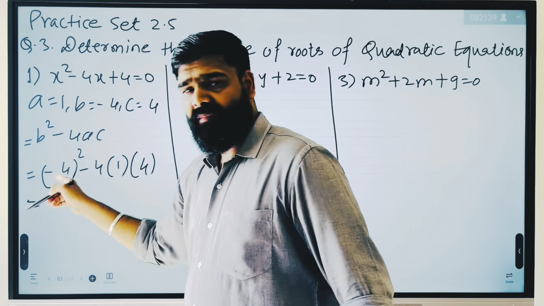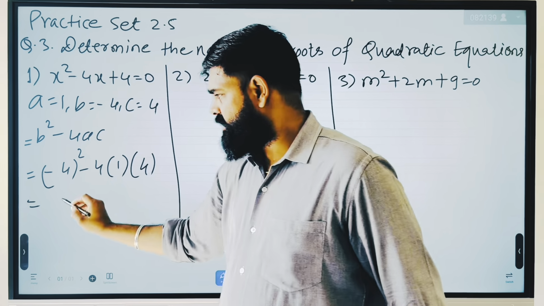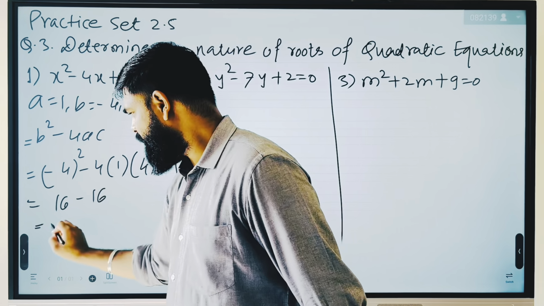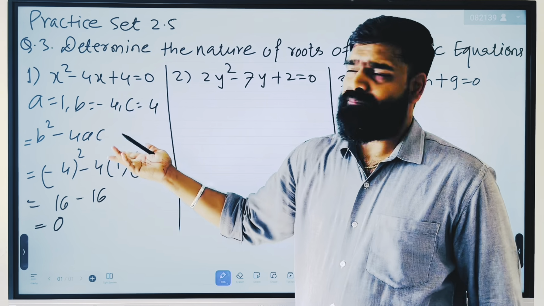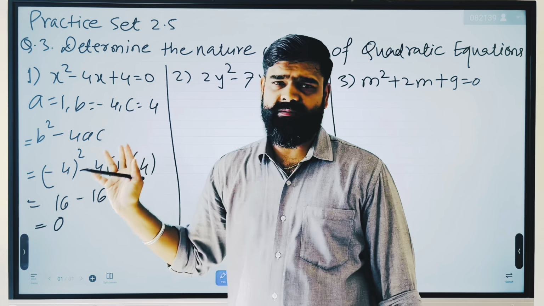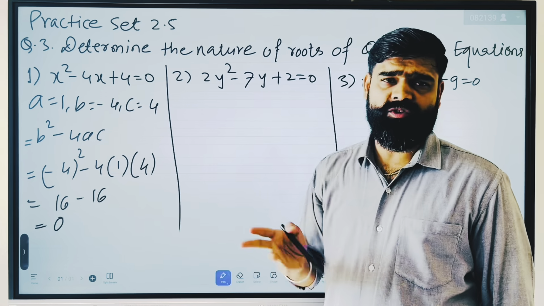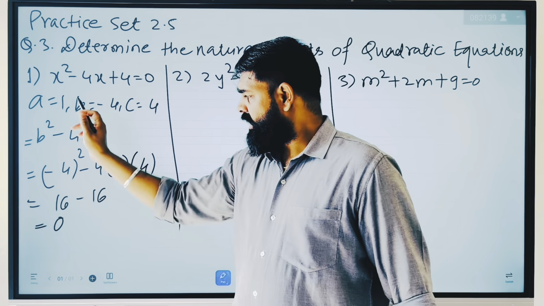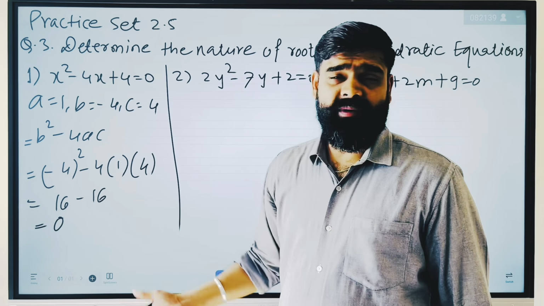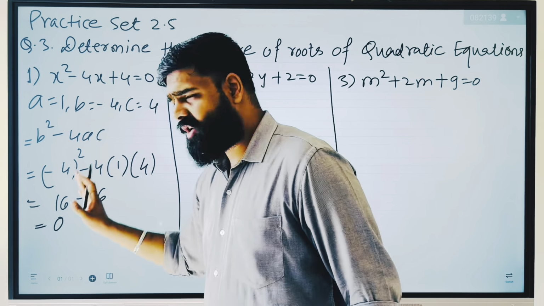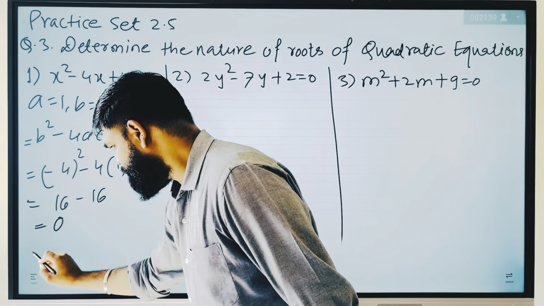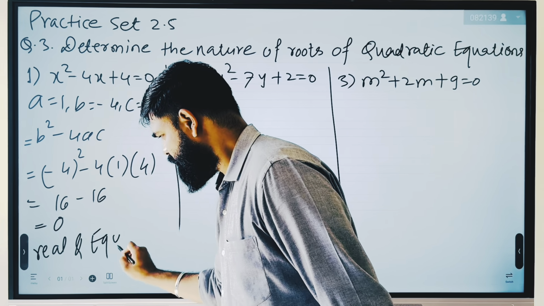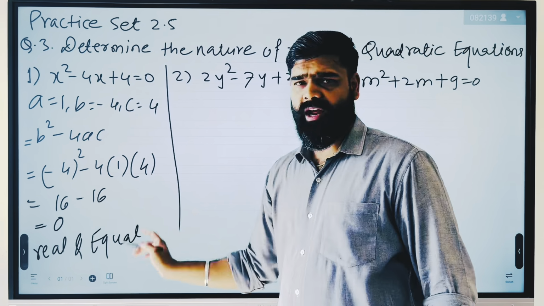So minus 4 squared is 16, minus 16. So we got 0 here. As we have gone through the concepts of the nature of the roots of the quadratic equation, we have to know that if our discriminant is equal to 0, then the nature of roots is real and equal. So the correct answer is real and equal.